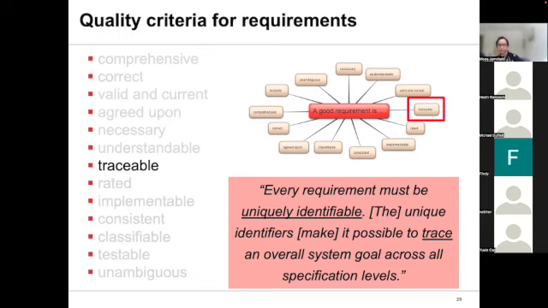Okay, so traceable. Now, it says that every requirement must be uniquely identifiable. I can help you explain this with the example of your university. So how does the university trace us? For example, in my role as a teacher, yours as a student or an admin, what do you think is the main way they can easily trace us?